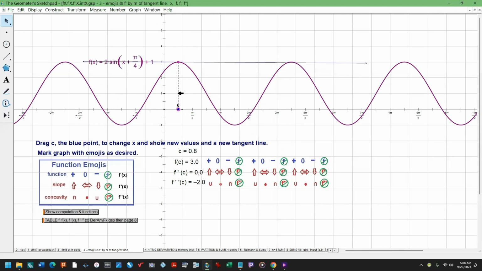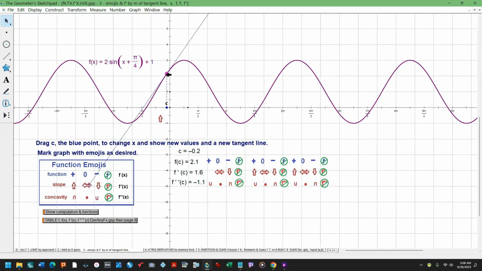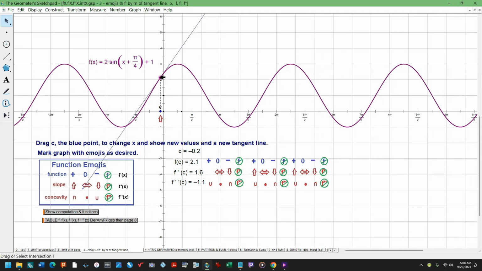Let's just play here. I see that the curve is concave down, but the slope is positive. So I'm just going to pick up a slope emoji, and I'm going to say at this point the slope is positive. No, I pick up this one. The slope is still positive here, still positive, still positive. Here the slope is 0.